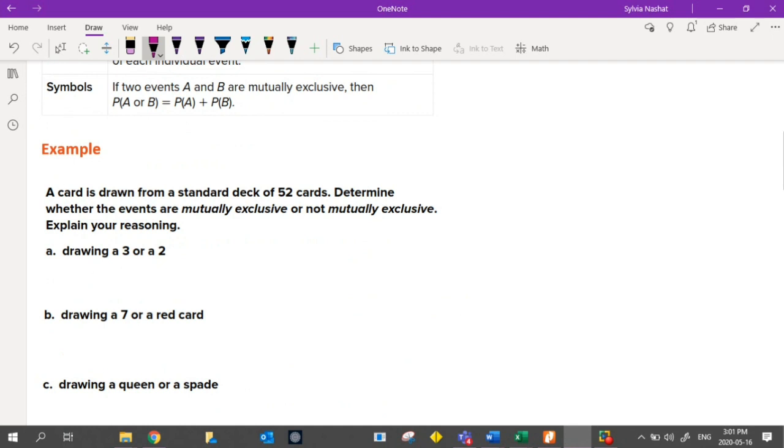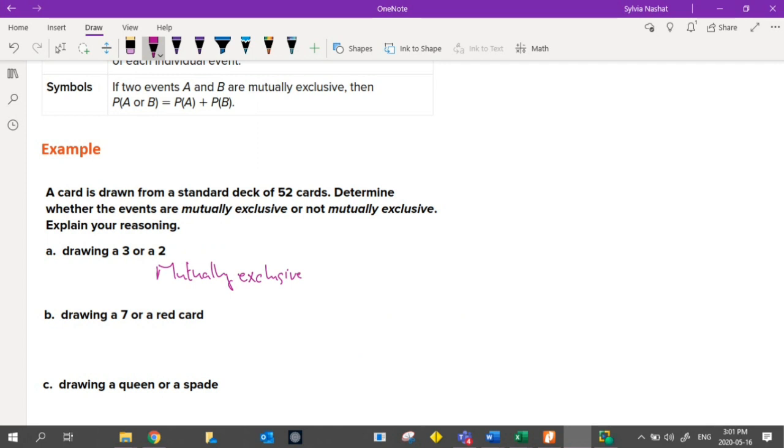Let's take an example here to show the difference between mutually exclusive events and not mutually exclusive events. A card is drawn from a deck of 52 cards. Determine whether the events are mutually exclusive or not mutually exclusive and explain your reasoning. The first one is drawing a 3 or a 2. Of course, we have either a card with 3 or a card with 2, so they cannot happen at the same time. So, of course, they are mutually exclusive.